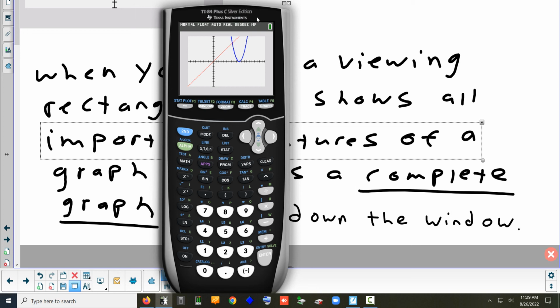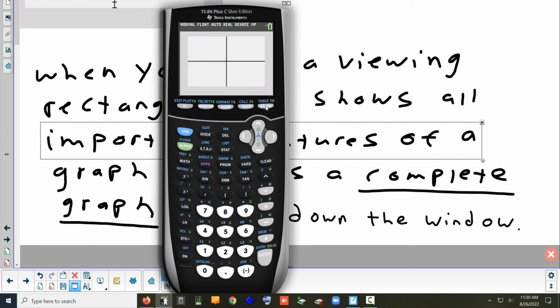Why wouldn't you always just have a giant window if you can find specific points anyway? So let's zoom out. We'll do zoom 3, zoom out. Oh wait, you could just do zoom 3 to do a quick general zoom out. But let's zoom out even more. Let's go negative 8,000 to 8,000. And let's go negative a really huge number to another really huge number.